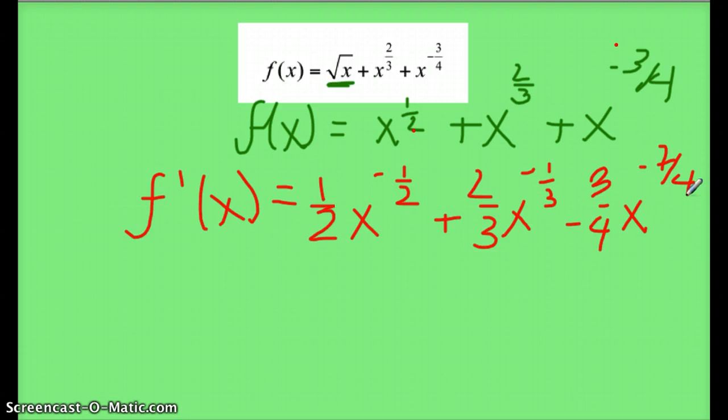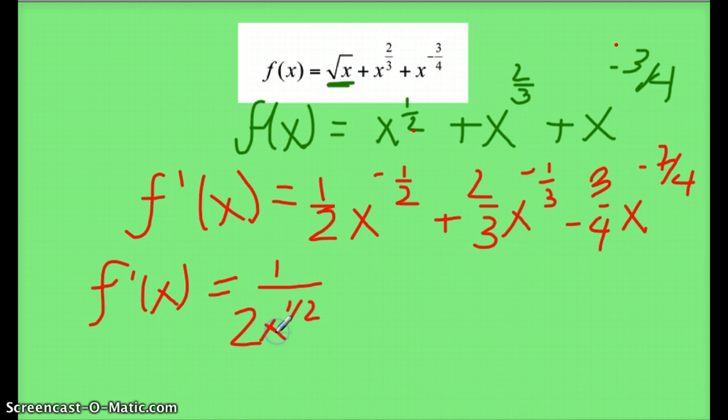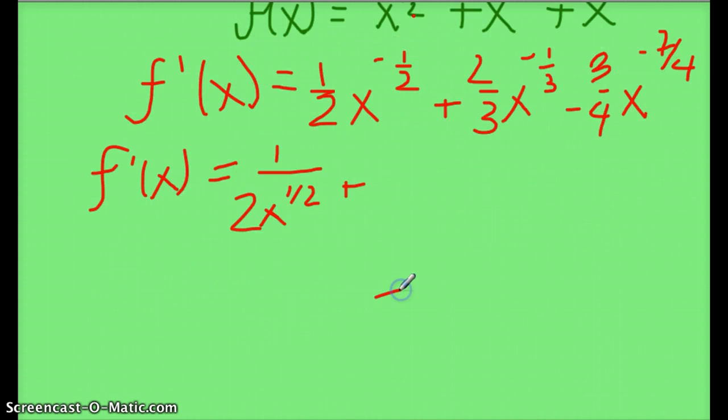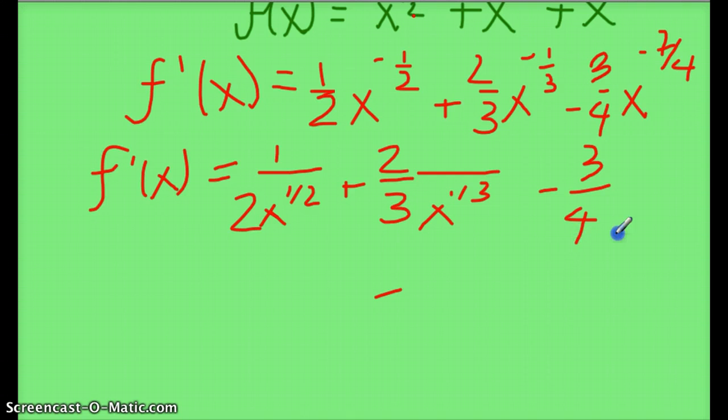And just like always, we don't like it when we have negative exponents. So what I'm going to do is I'm going to simplify these. The f prime of x is equal to 1 over 2x to the 1/2, plus 2 over 3 x to the 1/3 minus 3 over 4 x to the 7 over 4. Once again, we're going to simplify these, and so we can get rid of those exponents.